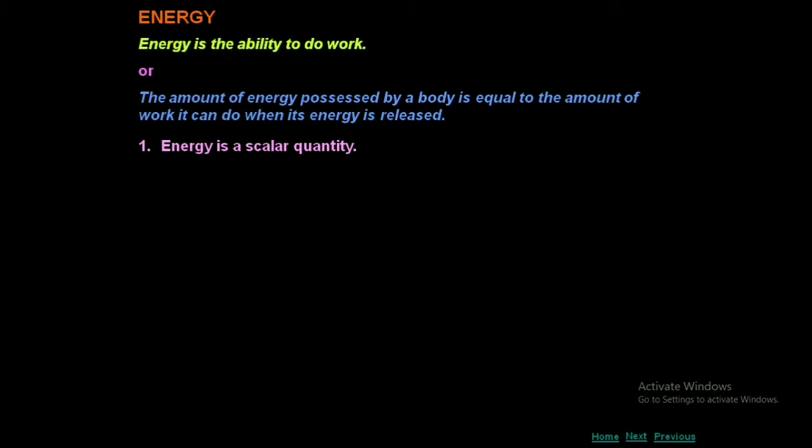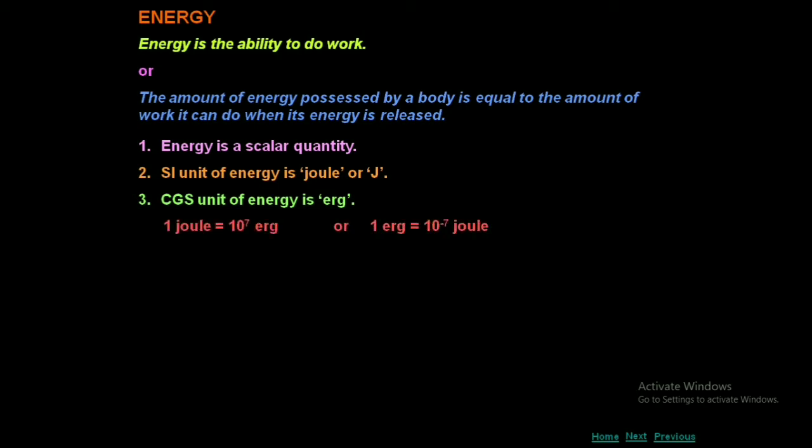It's a scalar quantity, we all know, and its unit is the same as the unit of work, and it is joule, and its CGS unit is erg. You all must know about other units just like calorie, kilowatt hours, then electron volt, and so many other units are there. 1 joule is equal to 10 to the power 7 erg.